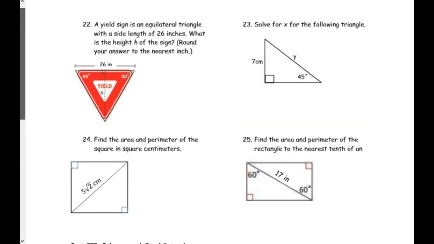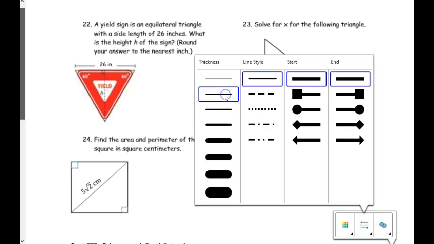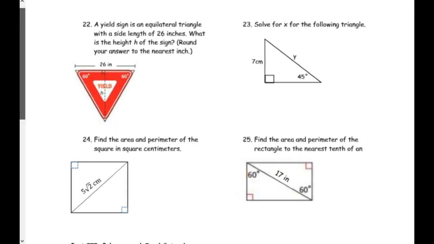A yield sign is an equilateral triangle with a side length of 26 inches all the way around. What is the height h of the sign? Round your answer to the nearest tenth. Okay. So we want to be able to find the height of this thing. Alright, so we're going to have to use trigonometry.